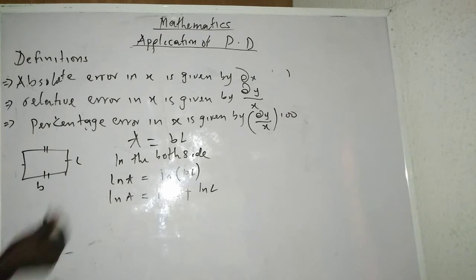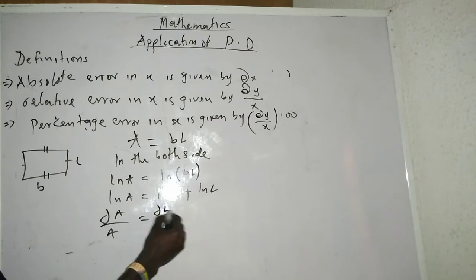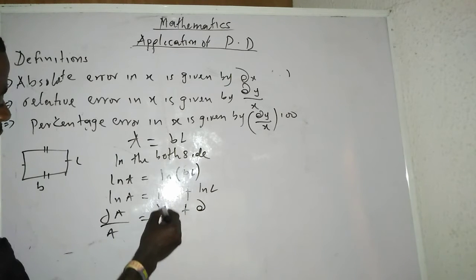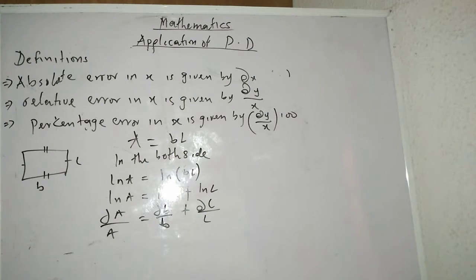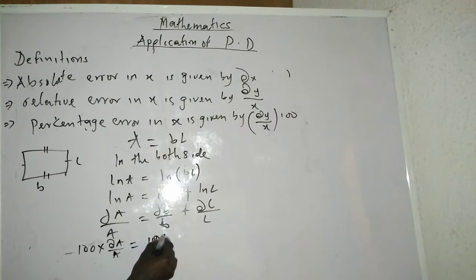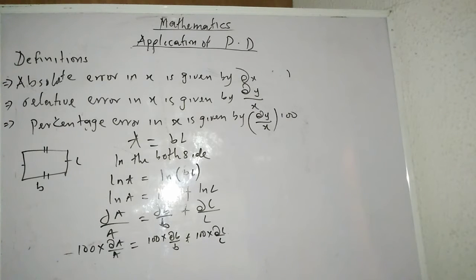Now, if I should move on, relative error in the area will be delta A all over A equals to delta B all over B plus delta L all over L. If I should work also on percentage error, it will just be 100 times each, which is 100 times delta A all over A equals to 100 times delta B all over B plus 100 times delta L all over L. That is my percentage error.